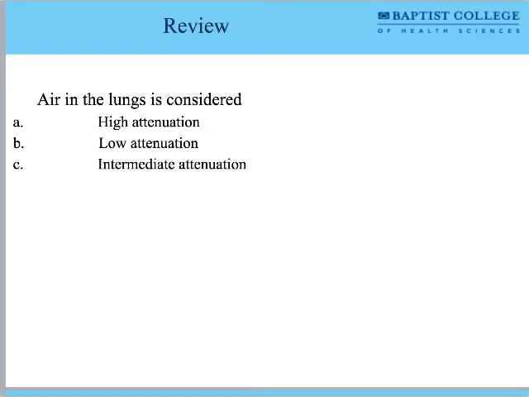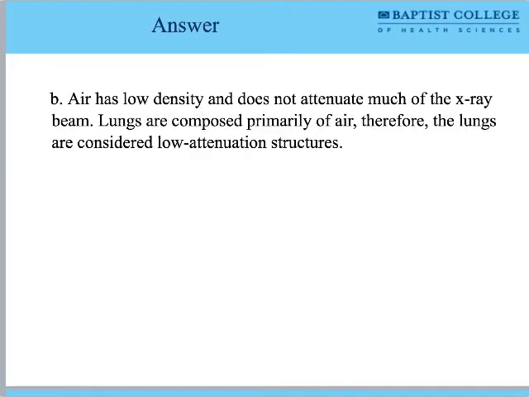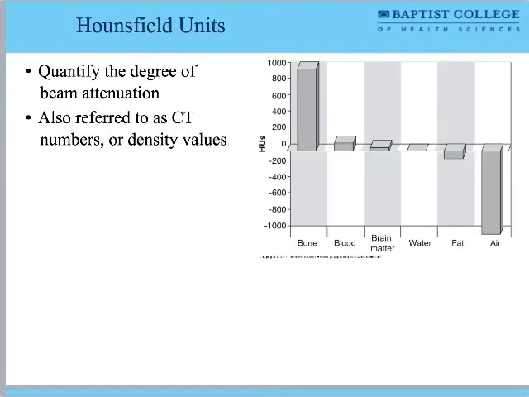So we have a little review question. This is not showing up on my YouTube video, but it shows up here. Air in the lungs is considered what? Low attenuation. Good, low attenuation, awesome. Because it's low attenuation, it's going to be showing up darker on the image. Excellent work. So that's great. And in the world of X-ray, that's kind of it. But in the world of CT, that's just half of it.